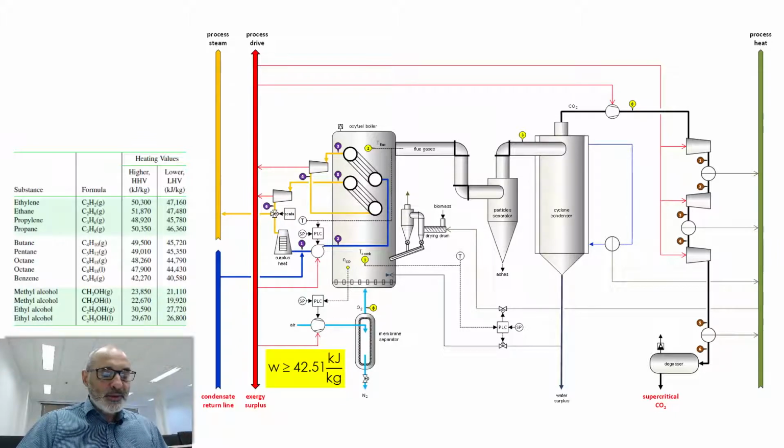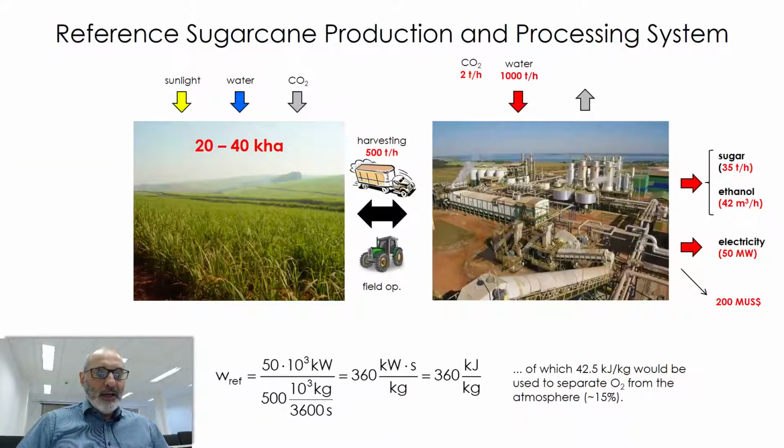So this separation process consumes a certain amount of electricity, exergy, and I know that the minimum amount of electricity it's going to consume is 42.51 kilojoules per kilogram of air. So we already have important numbers which help us figure out if this process is feasible or not. Let me move on.